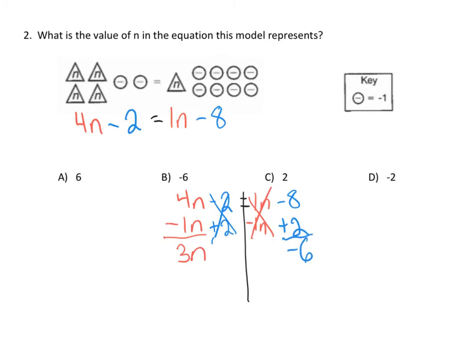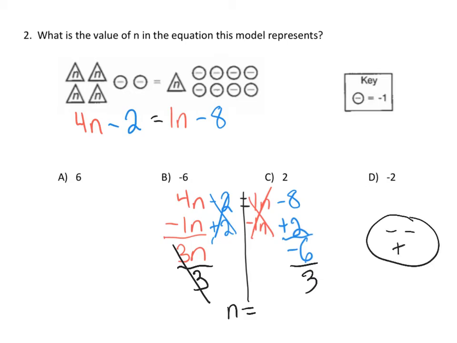So from there, I have to do my normal equation stuff. I have to get the variable all alone. The n has to be by itself at the end of the problem. So to do that, I have 3 times n, and I have to divide by 3 to get rid of this. So what I do to one side, I do to the other. So I am left with n equals negative 6 divided by 3. If we use our circle dude, math dude, we have a negative and a positive. What's left is a negative, so our answer would be negative 2, which in this problem is D.